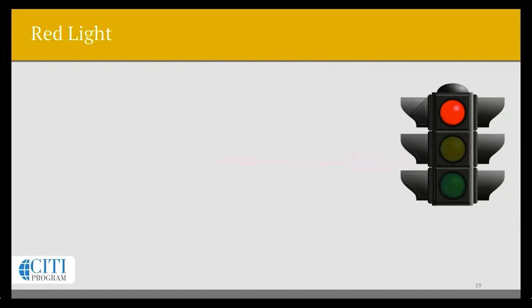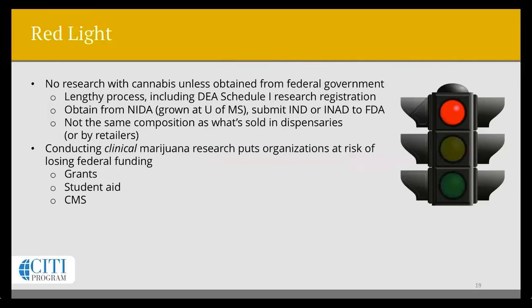So red light, what can we not do? As I mentioned, if it fits the NIH clinical trial definition, you cannot do it. You can only do it if you obtain the cannabis from the federal government. It's a very lengthy process, which includes DEA Schedule I research registration. Then you obtain the product from the National Institute on Drug Abuse, which is grown at the University of Mississippi, and you must submit an IND or an INAD to the FDA. And it's not the same composition as what's sold in dispensaries or by retailers.